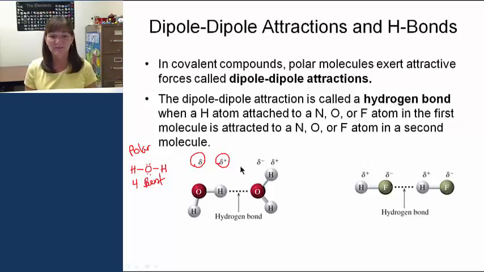So it's going to want to be attracted to another water molecule. And this other water molecule is going to rotate itself around to where the partial negative oxygen is going to be close to the partial positive hydrogen. Okay? So this is what we would call a dipole-dipole attraction, because the poles are attracting to each other. But this particular one with water, not only is it a dipole-dipole, but it has a special kind of force called a hydrogen bond, which is stronger than just your typical dipole-dipole forces.